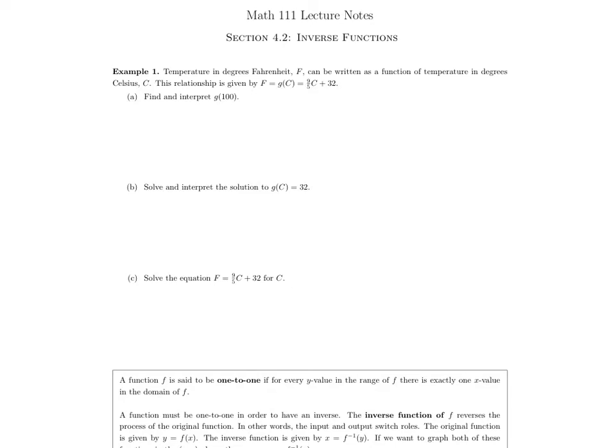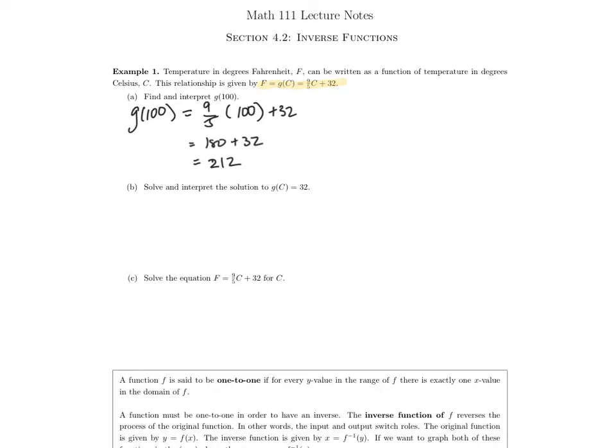So let's get started. First we're going to start with some story problems. Temperatures dealing with Fahrenheit versus Celsius. We can see here that Fahrenheit, or G of C, is 9/5 C plus 32. First we're going to find and interpret G of 100. If I plug 100 into this equation, I get 9/5 times 100 plus 32. 9/5 times 100 is 180 plus 32, or 212.